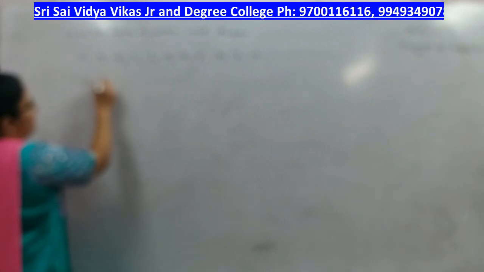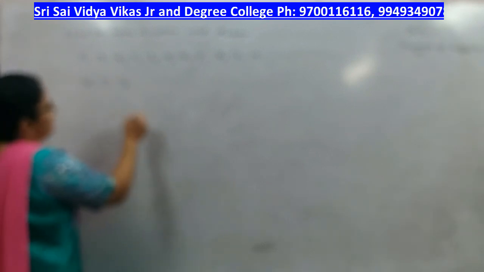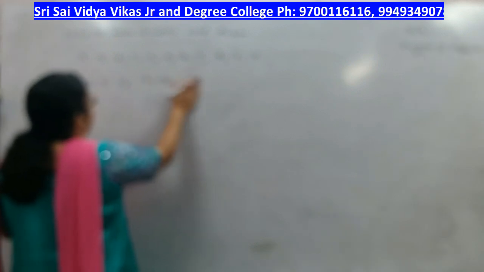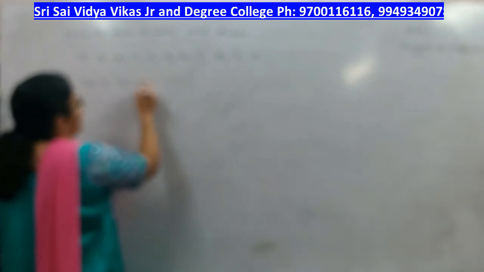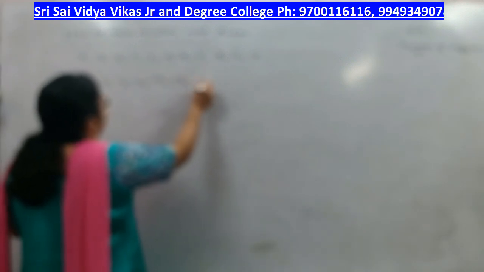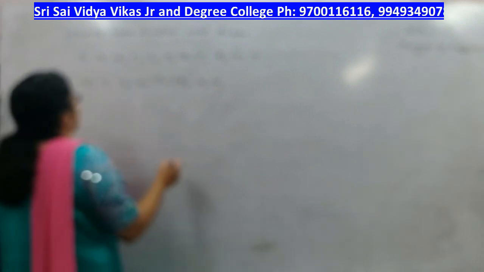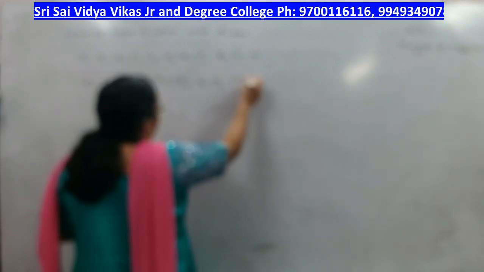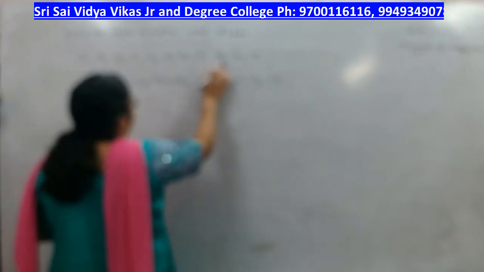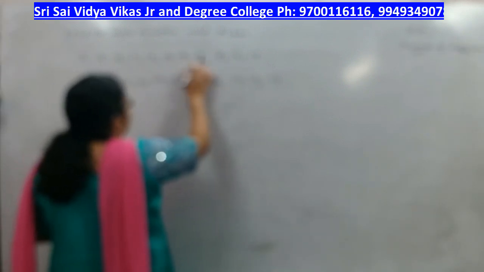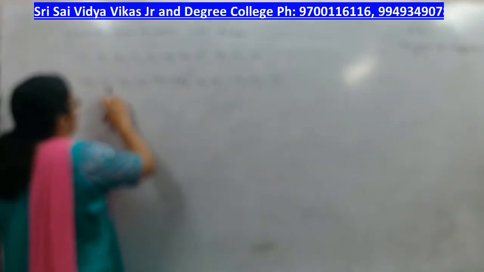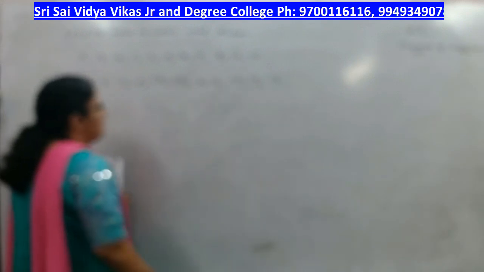The data in order are 10, 11, 11, 12, 13, 13, 13, 16, 16, 17, 17, 18. So how many values do you have? Altogether 11 values.